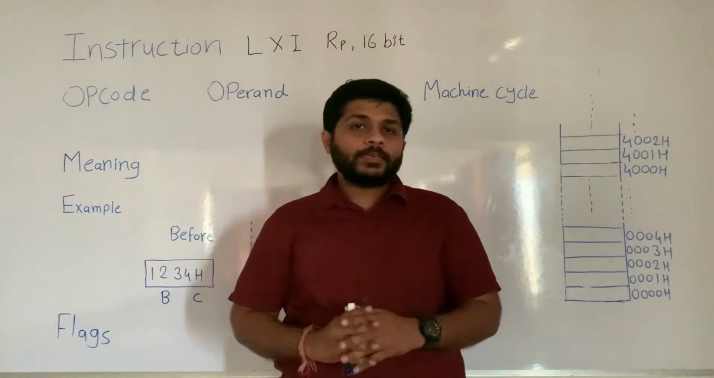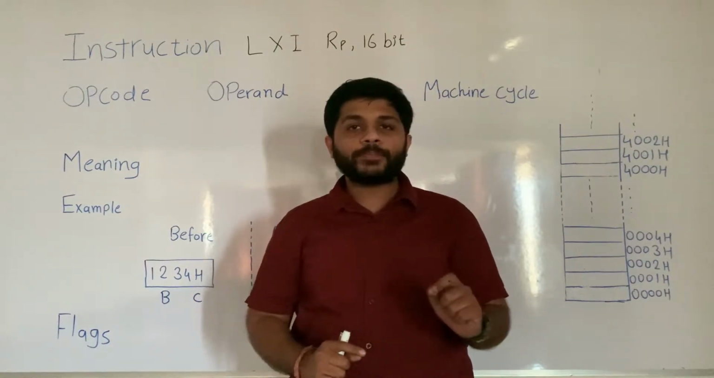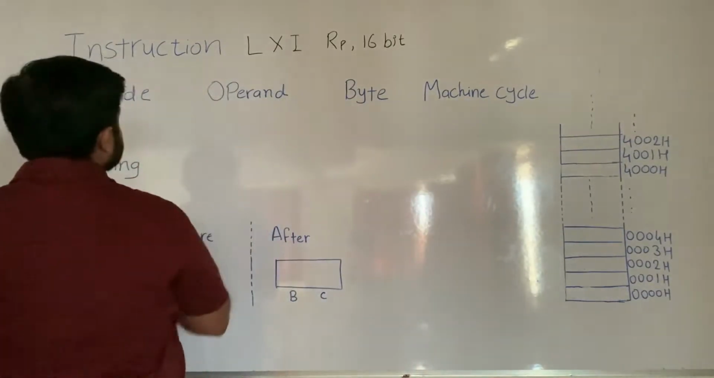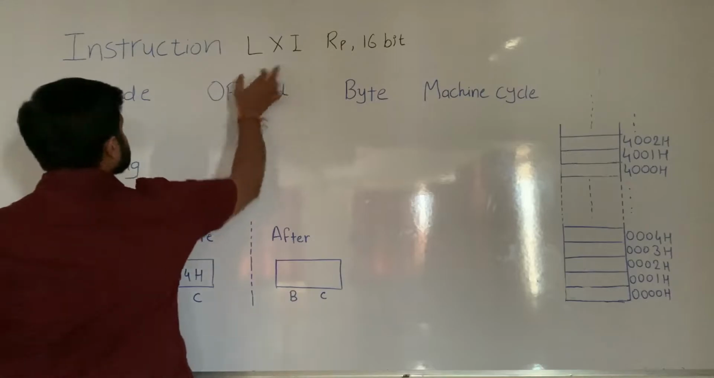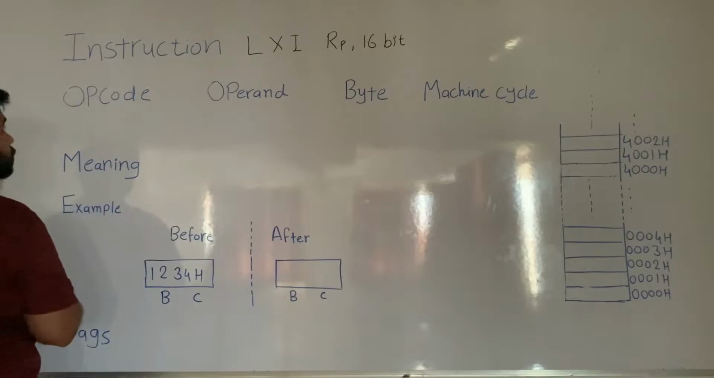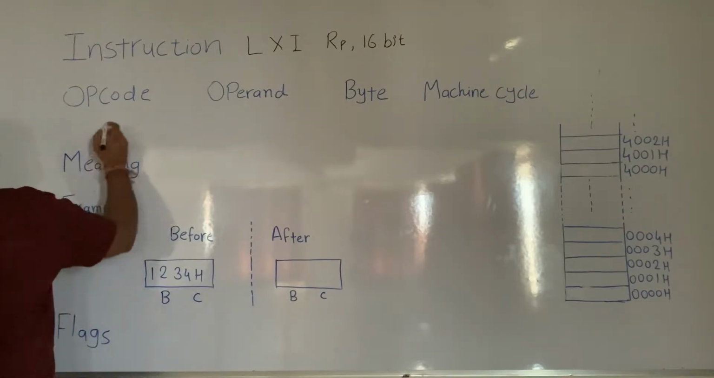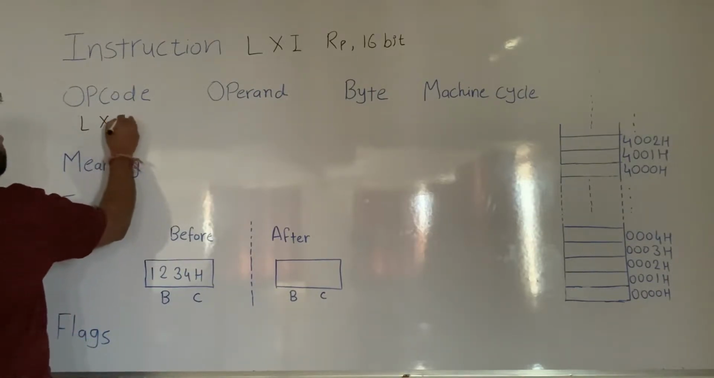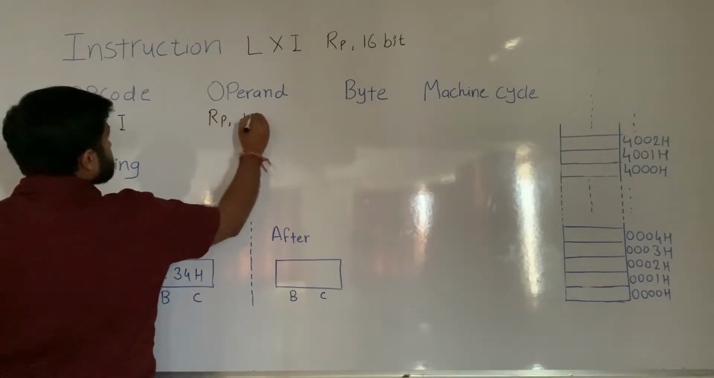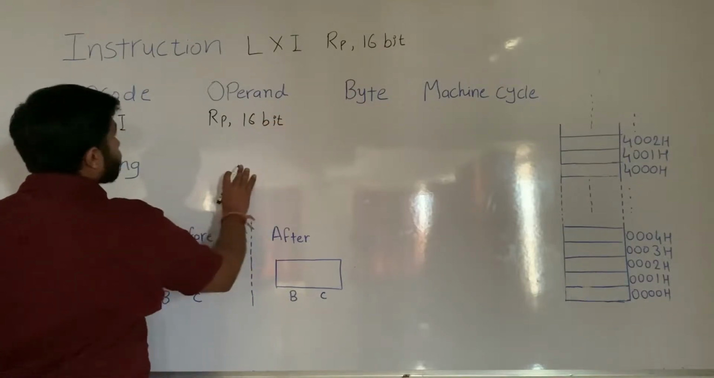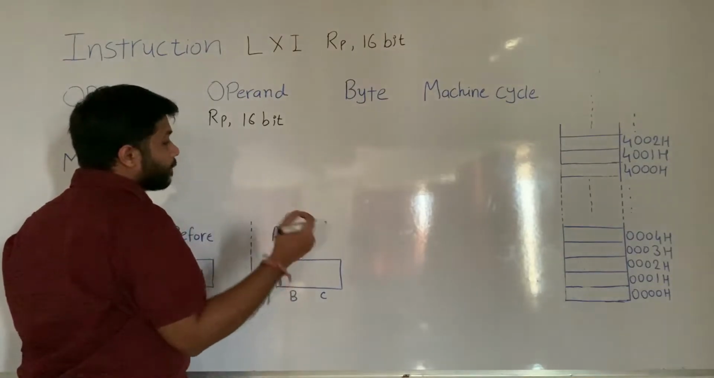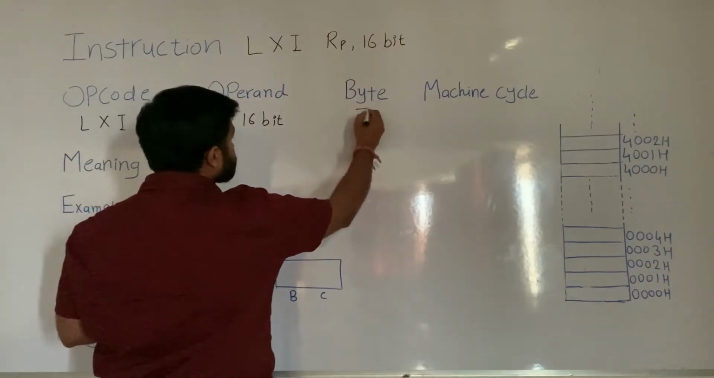Okay, now let's see the instruction LXI register pair, 16 bit. In this instruction you can see that the first portion is the opcode, which is LXI, and the remaining portion is the operand. So opcode is LXI, operand is register pair, 16 bit. You can see that in this instruction a 16-bit value is present. It means this instruction is of 3 bytes.